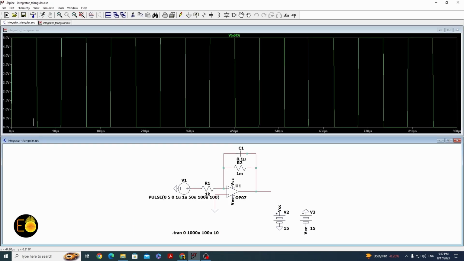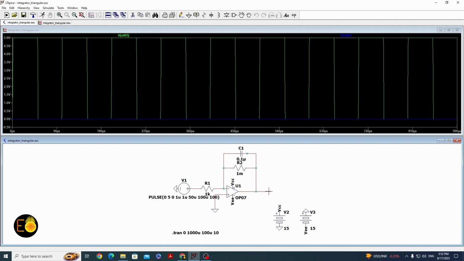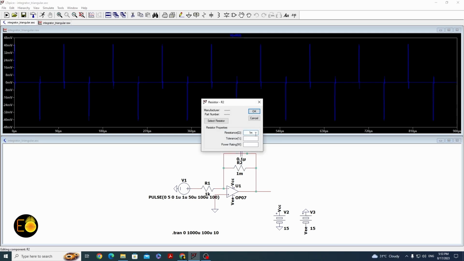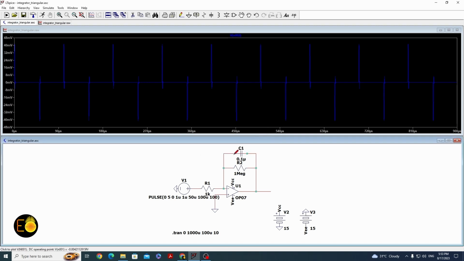So the square pulse is generating from 0 to 5 volt. It's okay, but the output is not at all as we expect. It is not a triangular wave anymore. So let's check what the problems with this circuit are. First of all, this resistor value must be 1 mega ohm, so 1 meg I've chosen.